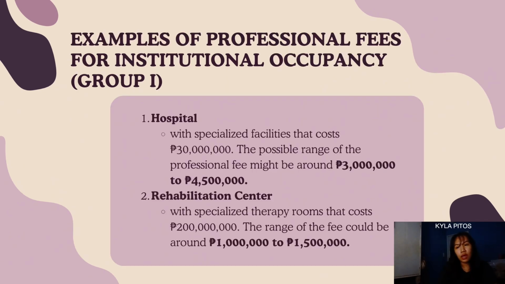So examples of this are, again, the hospital, which includes specialized facilities that cost around 30 million, and the possible range of the professional fee might be around 3 to 4.5 million. And the second example is the rehabilitation center, which includes specialized therapy rooms that cost around 200 million, and the range of the fee could possibly be around 1 to 1.5 million.